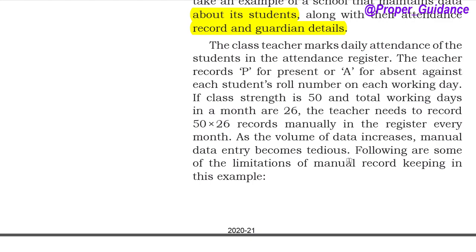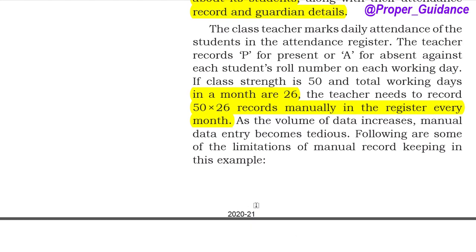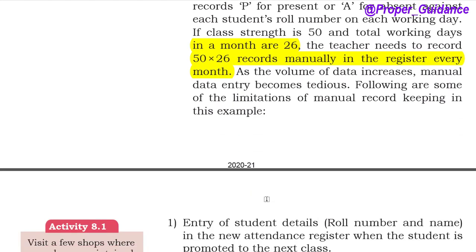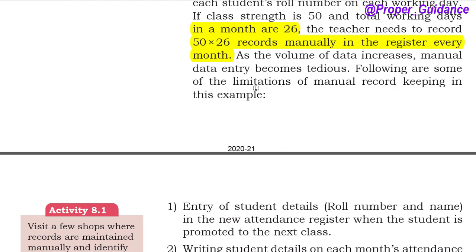If class strength is 50 and total working days in a month are 26, the teacher needs to record 50 into 26 records manually in the register every month, right? As the volume of data increases, manual data entry becomes tedious. Following are some of the limitations of the manual record keeping system.